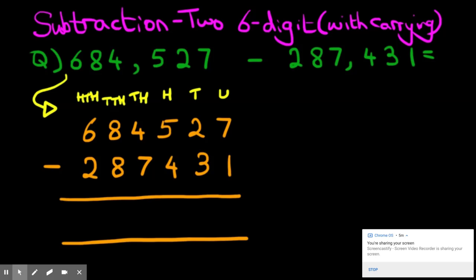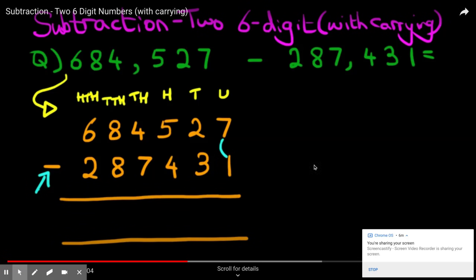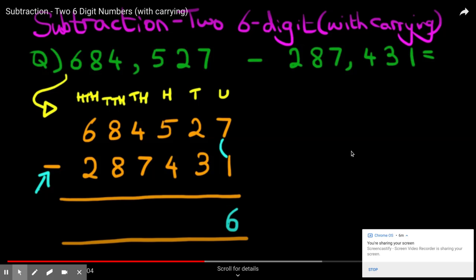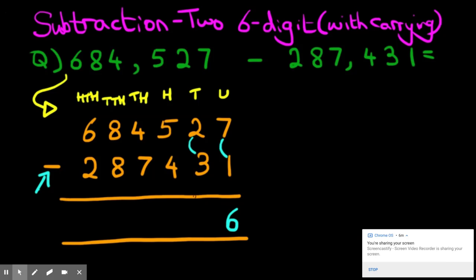So if I look at the ones column, I see that I have 7 ones. Now, if I find the difference, can I take 1 away from 7? Do I have enough? And if I look to see that I have enough, what is 7 minus 1? What is the difference? The difference of 7 minus 1 is 6. Now, again, you could count down and go 7, 6, 5, 4, 3, 2. Or you can count up to find that.